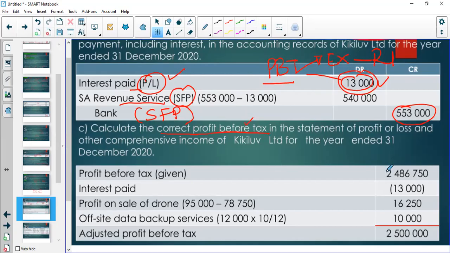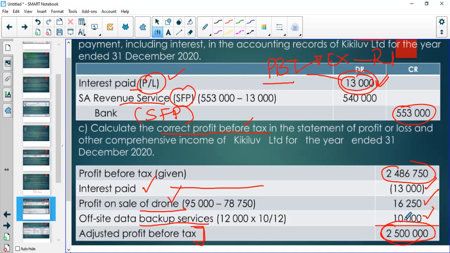So we've been given this profit figure. If you want to go back, it's given to us. Then this interest paid, remember that it was omitted. So it now needs to be deducted. Remember that profit on the sale of the drone, that was not recorded. We now have to add it as well. Remember that prepayment, which was altogether considered as an expense, right? We need to add back the 10,000 because it's prepaid. It was deducted. We need to reverse the effect by adding it back. So if we add back that, we have an adjusted profit before tax of that amount.